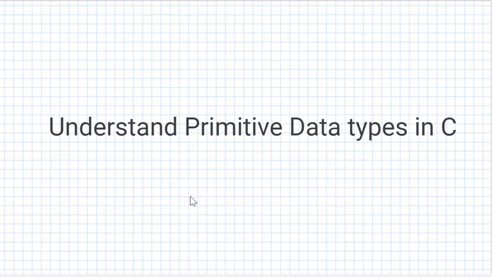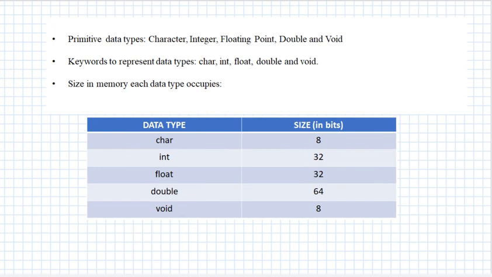Hello everyone, in this video we'll understand the primitive data types in C. The primitive data types are character, integer, floating point, double and void, and the keywords that are used to represent these data types are char, int, float, double and void. The table here tells you the size in bits each of these data types occupies.